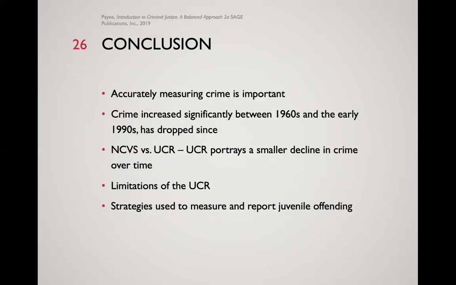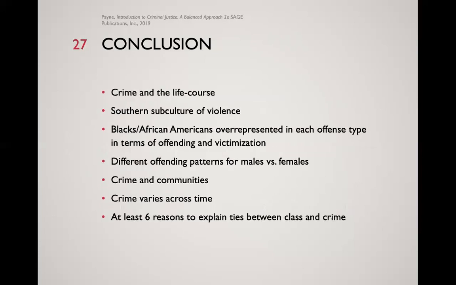Accurately measuring crime is important. Crime increased significantly between 1960 and the early 1990s. Know the difference between the NCVS and the UCR. Know the limitations of the UCR. The strategies used to measure and report juvenile offending, crime in the life course, Southern subculture of violence. This is all stuff that we've covered, guys, but it's here so that you can use these as study points to study. This is the conclusion of this chapter 3.